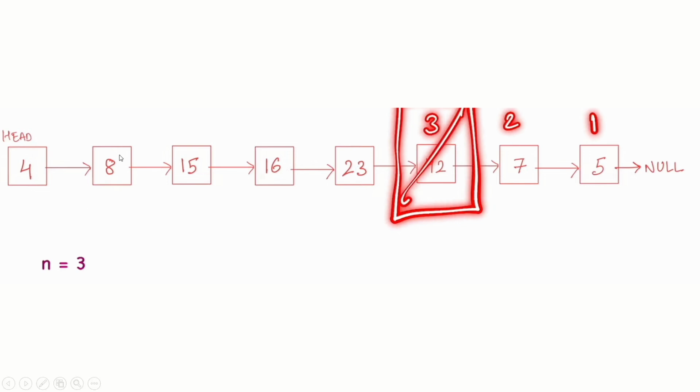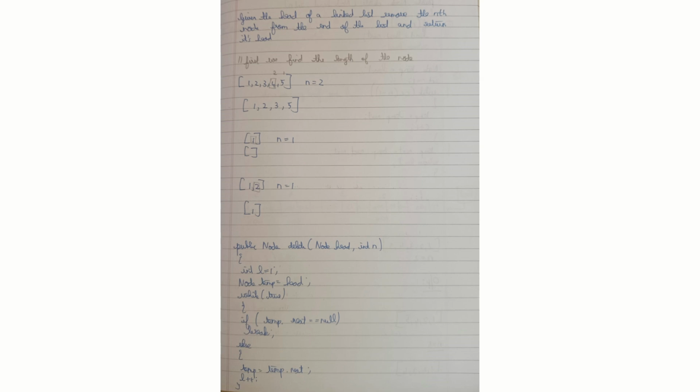So let's take another example. If the linked list was 4, 8, 15, 16, 23, 12, 7 and 5, if we were to delete the third node from the last, it should give a linked list without this value. We check with the custom test case if our program works for it. So we'd have to handle exceptional cases as well. If there was only one element in the linked list and we had to delete that, it should return an empty list. We'll handle those cases as well.